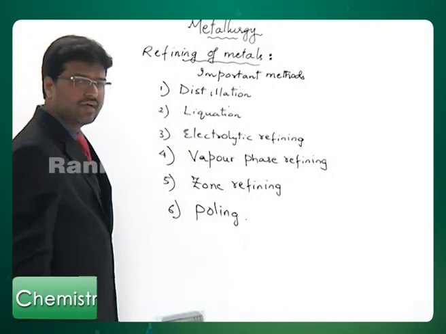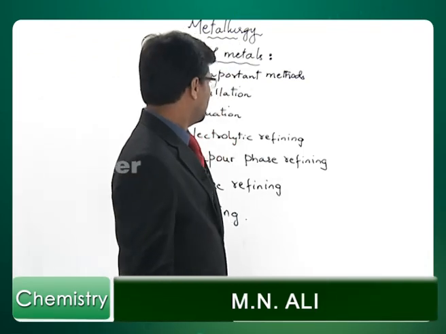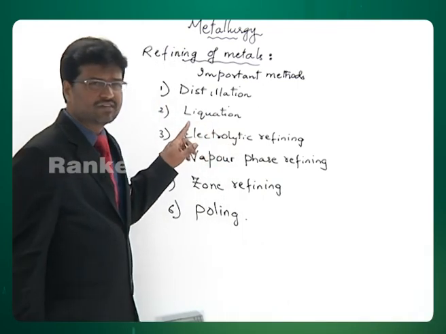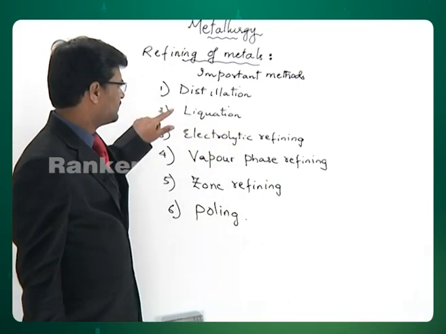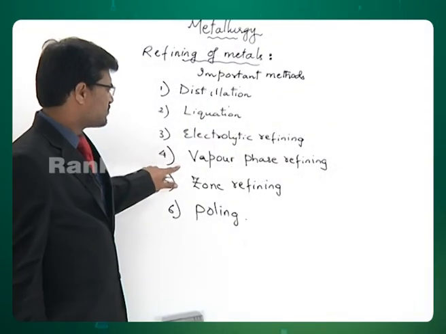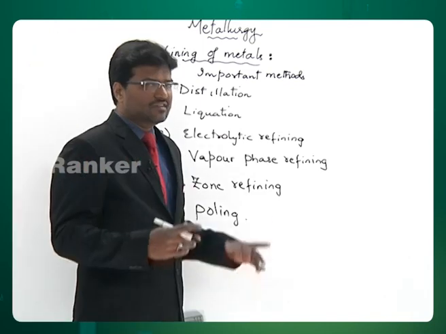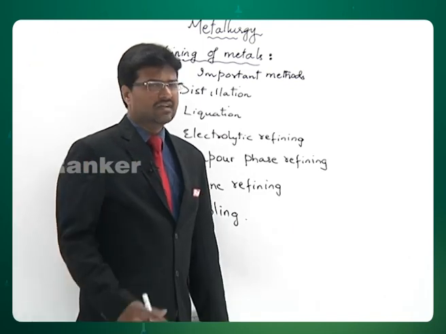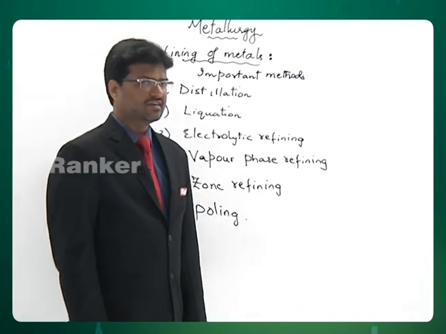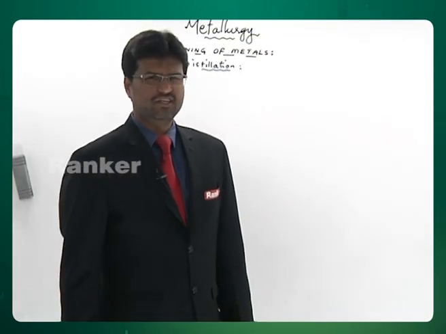These are the various methods of purification we are going to discuss here one by one. We'll start with distillation. First, look at the list once again: distillation, liquation, electrolytic refining, vapor phase refining, zone refining, and pooling. The method we choose depends on the nature of the metal and the nature of the impurity associated with the metal. The first method we are going to discuss under refining of metals is distillation.